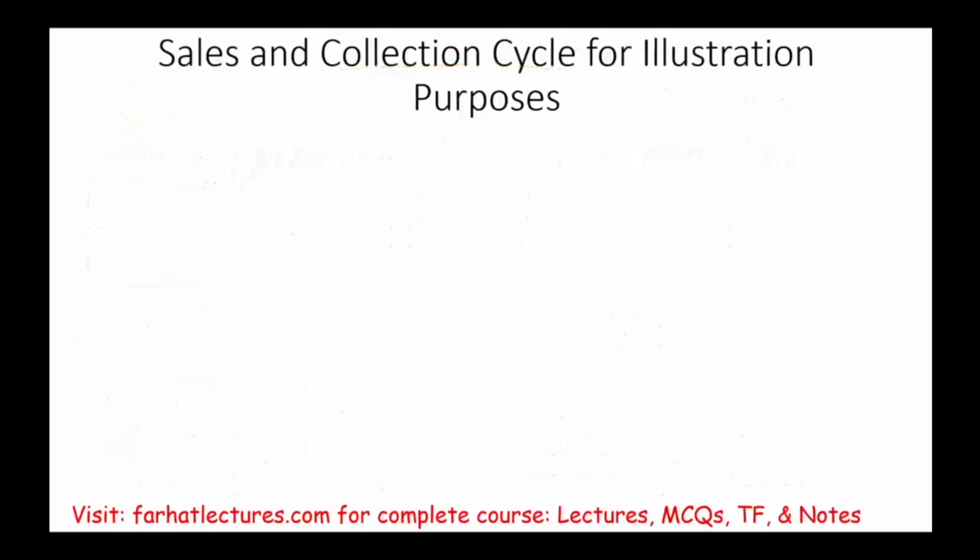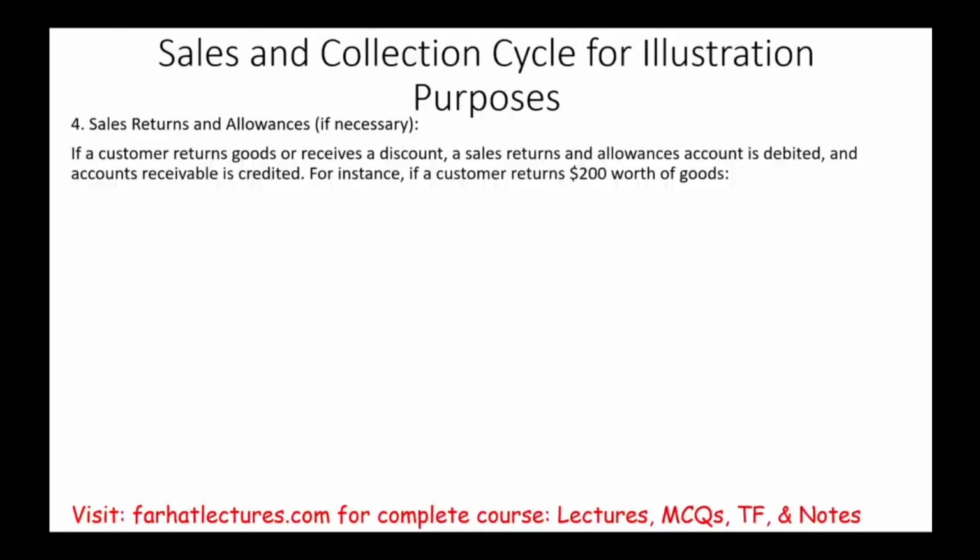Let's keep going with the transaction. We make the sale. Sometimes the customer might return some items. If the customer returned items, let's assume the customer returned $200 worth of goods, we will debit sales returns and allowances, and we credit the account receivable.